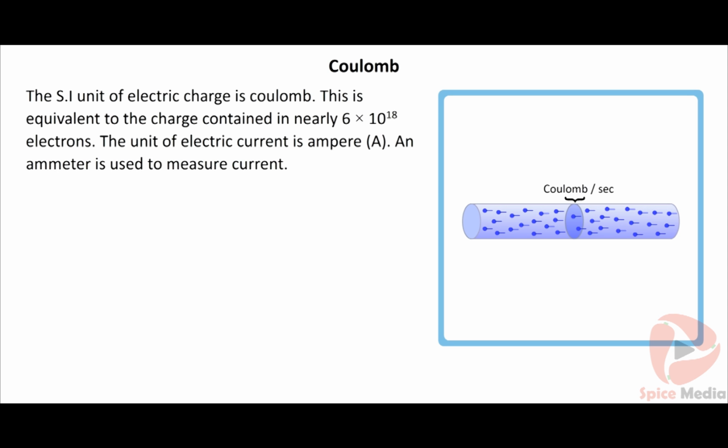The SI unit of electric charge is Coulomb. This is equivalent to the charge contained in nearly 6 into 10 to the power of 18 electrons. The electric current is expressed by a unit called ampere, named after the French scientist. An instrument called ammeter is used to measure current in a circuit. Now, let's define an ampere. We know that I is equal to Q by T.